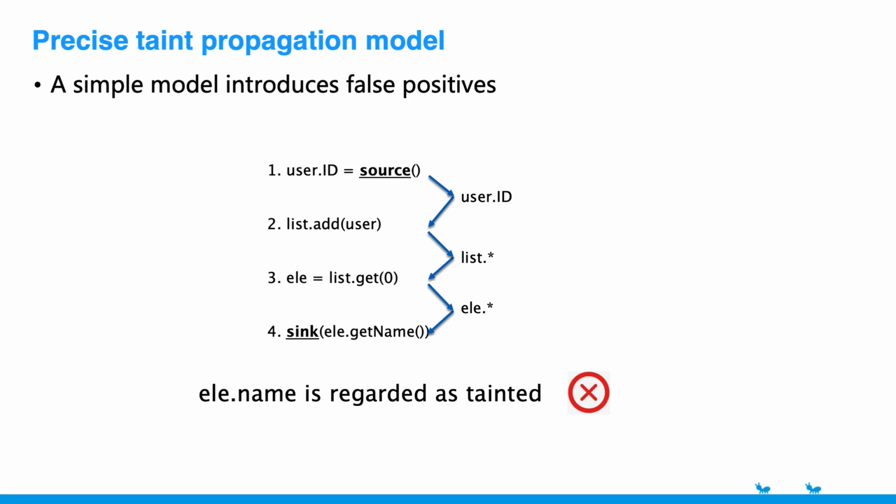A simple model treats a collection as an integrity and can introduce false positives. Let's see an example. In line 1, the variable user.id gets tainted. In line 2, one element is assumed to taint the whole collection. In line 3, a collection is assumed to taint all its elements. Thus, the variable alley is tainted. In line 4, the variable alley.name is reported as tainted. However, it is not.